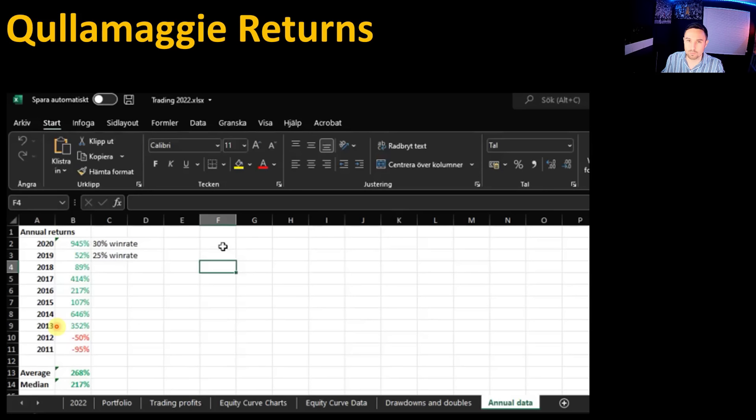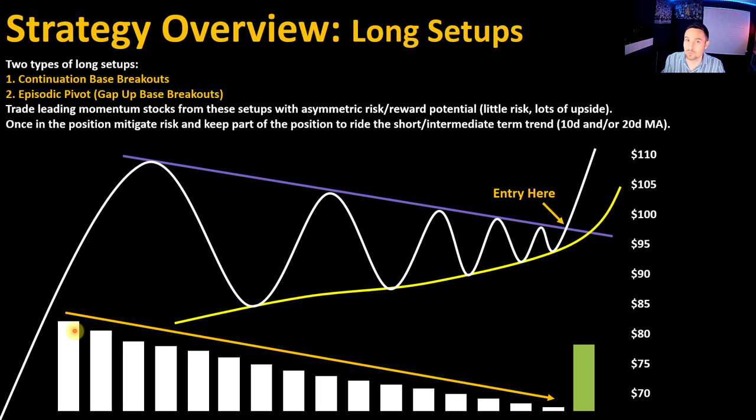What are the systems and processes that he used? Well, you're watching the right video. Let's get into it. So strategy overview, we're thinking about long setups. So Qullamaggie has 3 main setups. 2 of those are long, 1 of those are short.